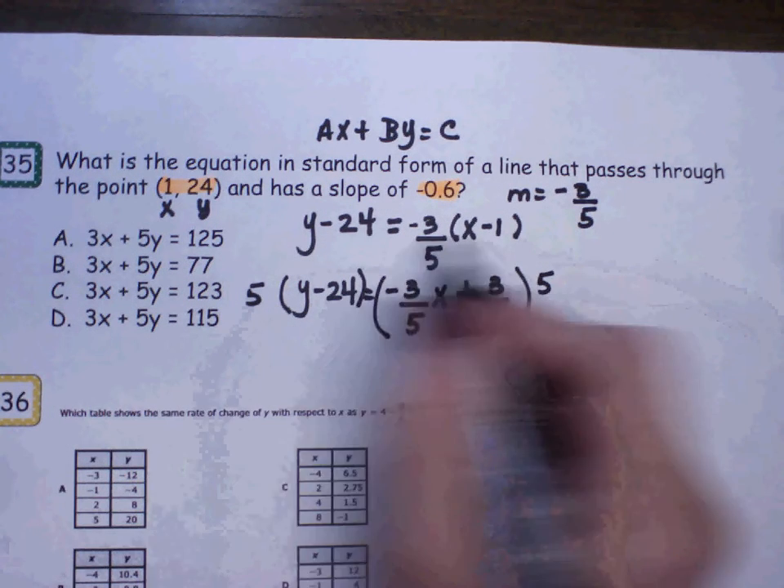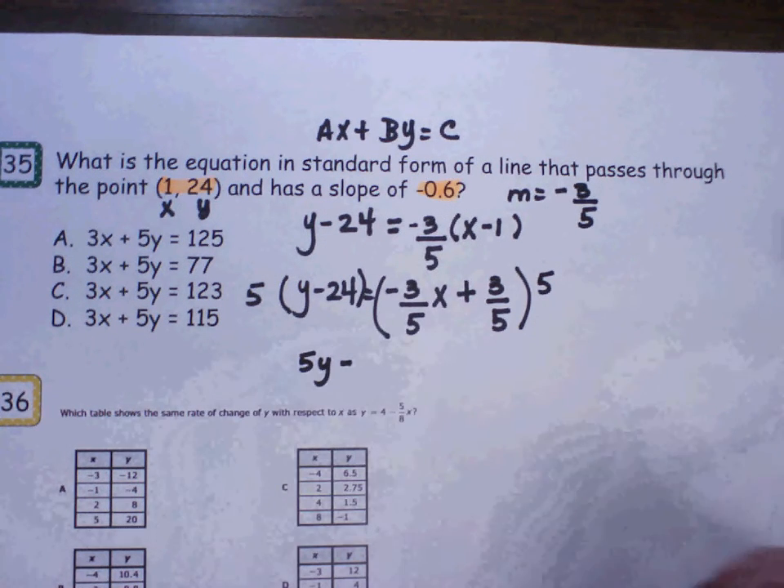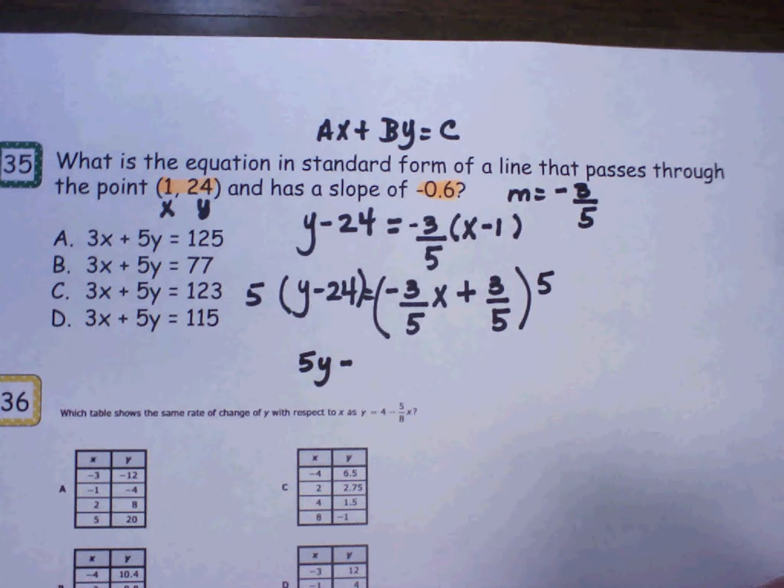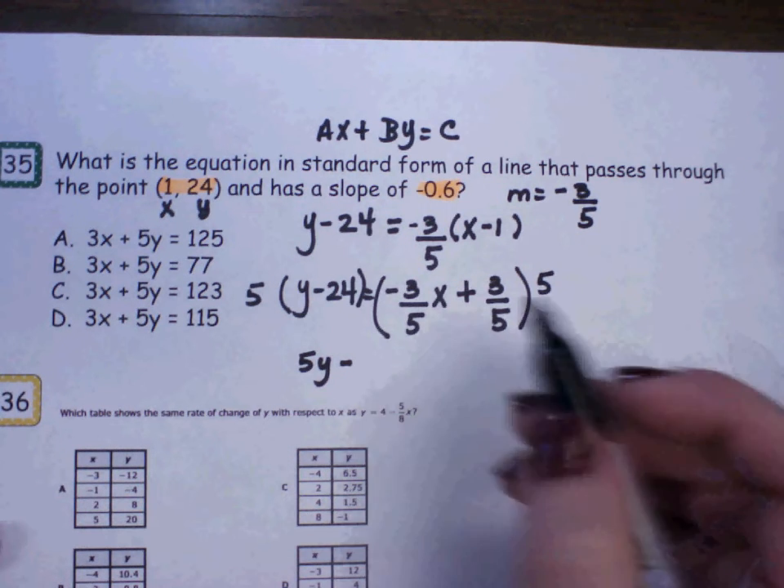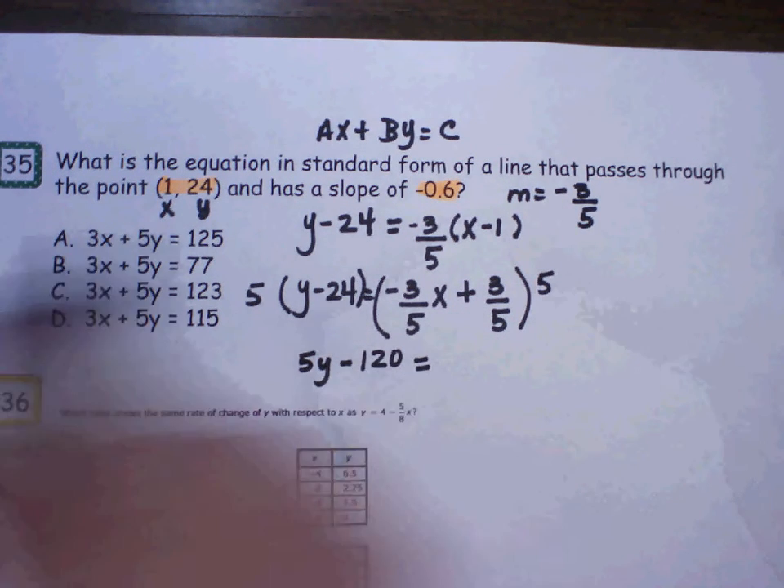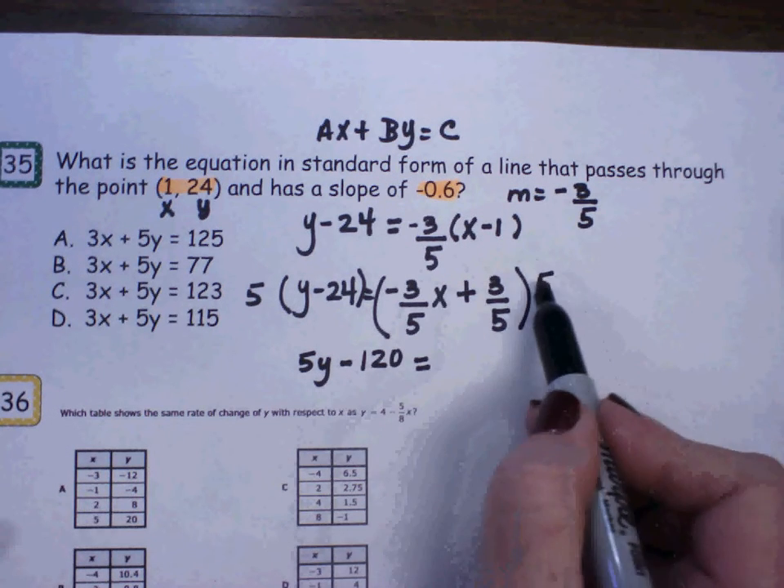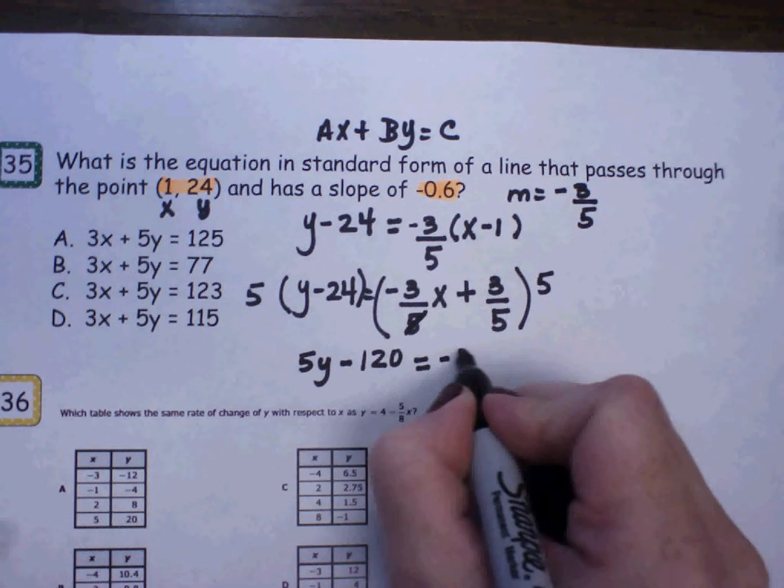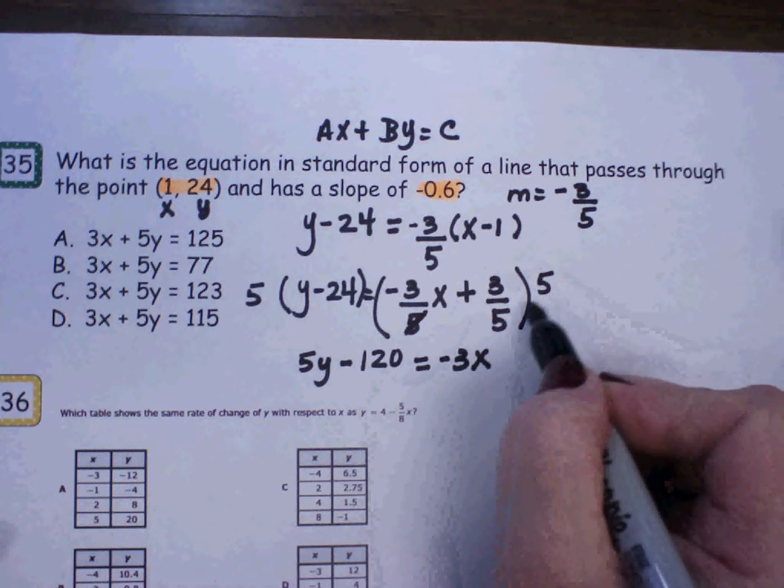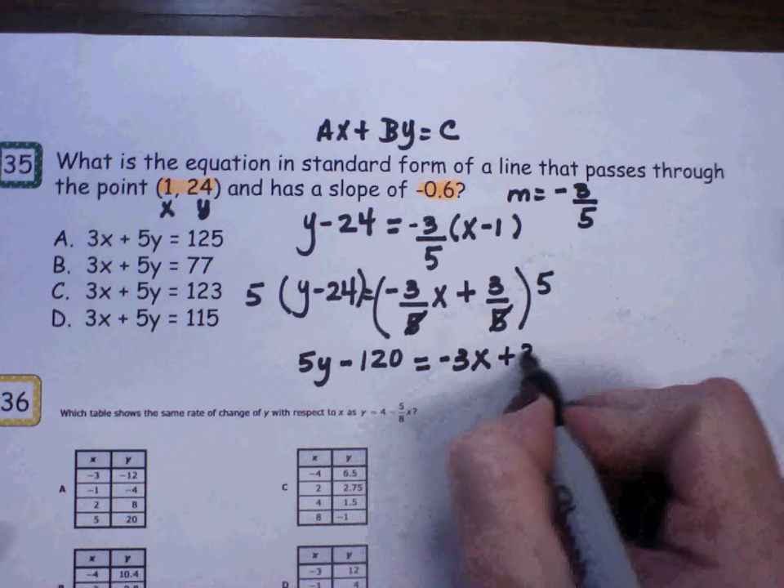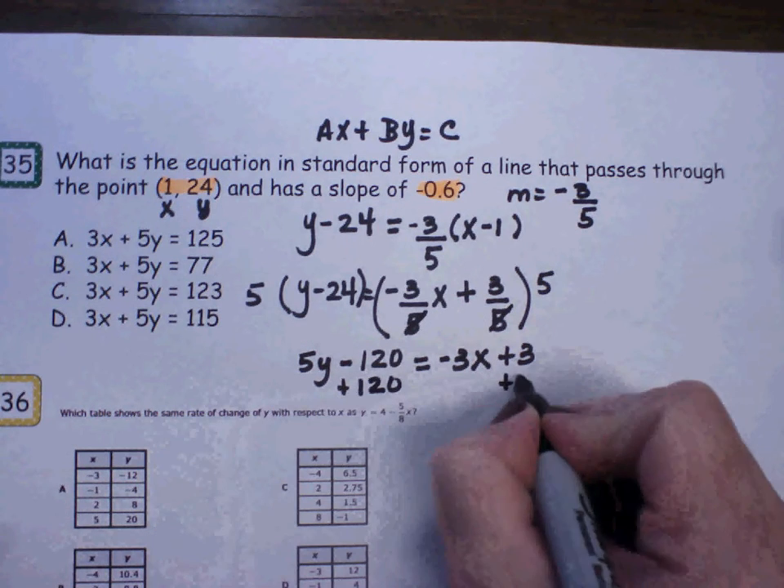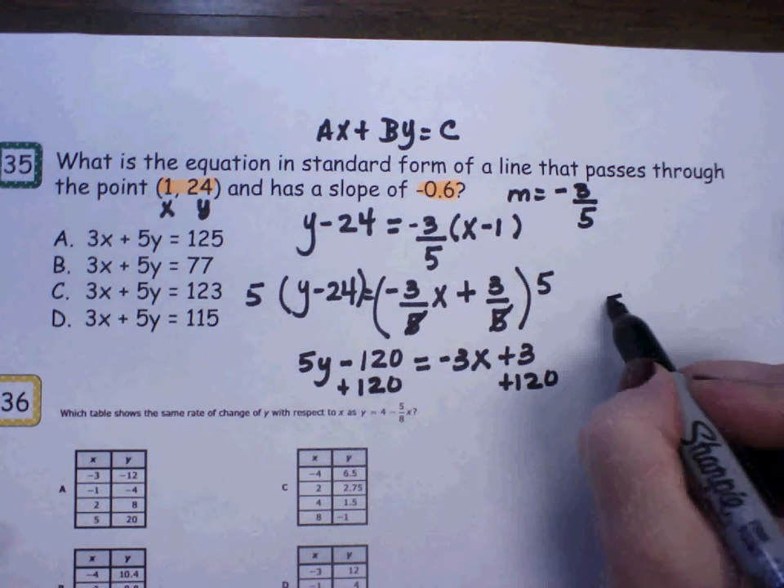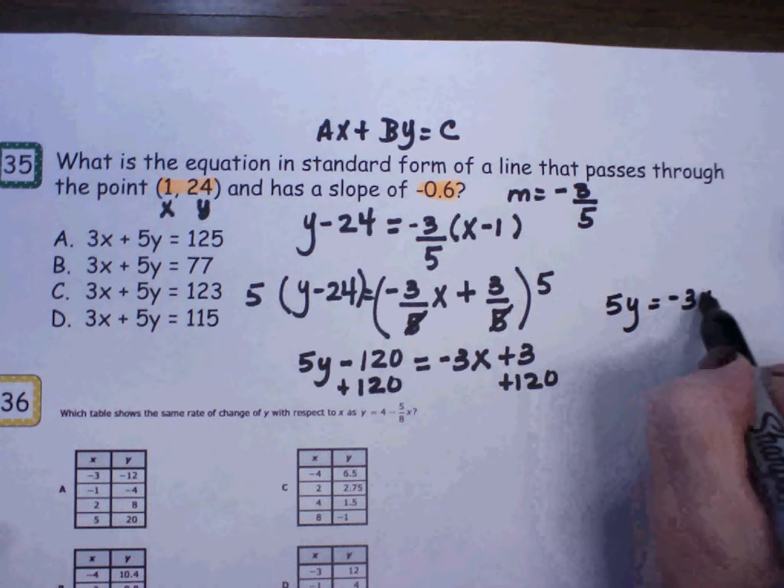Alright, so 5 times y would be 5y. What is negative 24 times 5? Okay, do it in the calculator and stop giving me wrong answers. Thank you. 120. And then when I distribute that 5, that cancels, and you get negative 3x. And when I distribute this 5, that cancels, and you get 3. Alright, so I'm going to add 120. So you get 5y equals negative 3x plus 123.